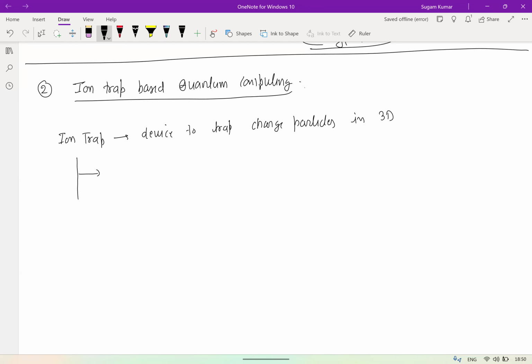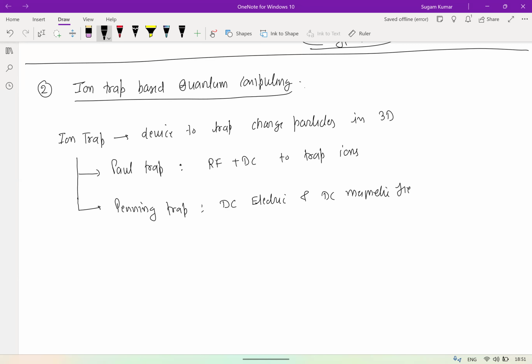And they are of 2 types. One is called the Paul trap, and the second is called the Penning trap. The Paul trap uses RF plus DC to trap ions, and the Penning trap uses a DC electric and DC magnetic field to trap ions, or maybe electrons also. I mean, both. You can trap ions also, you can trap electrons also.